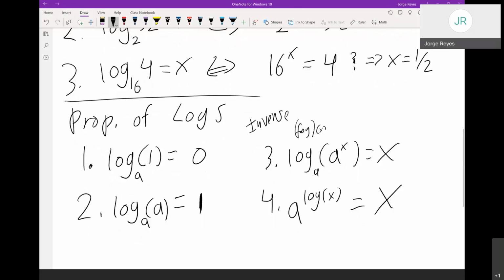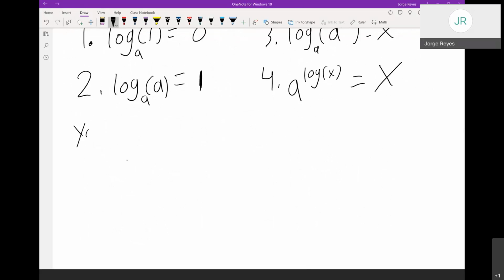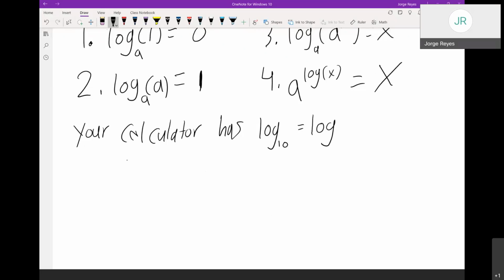All right, now, how do we use log with our calculators? This is an important question that some people just skip. Your calculator, depending on what it is, does have a log button, unless it's a 4-function calculator. The log button on your calculator is going to be log base 10. So if it doesn't say 10, if it just says log like this, it means log base 10, and that is what is called the common log. All calculators that have a log button mean log base 10.